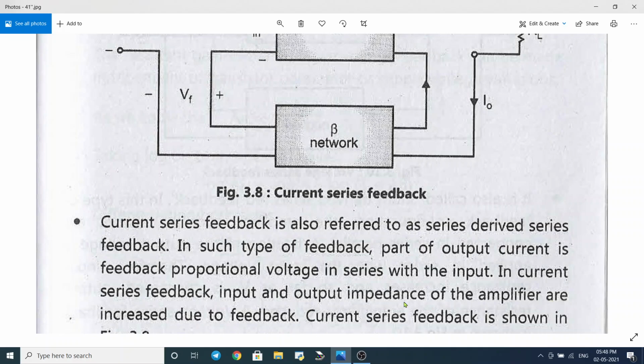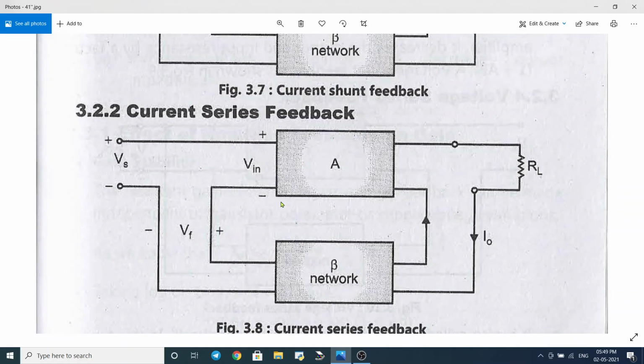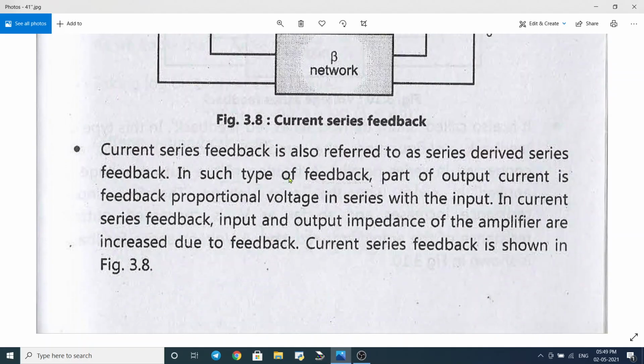and it is observed that in current series feedback, the input and output impedance of the amplifier are increased. Both the output impedance and input impedance will increase, because here the load resistor and feedback network are in series. Here the feedback network and input resistance are in series. So both the output impedance and input impedance will increase.